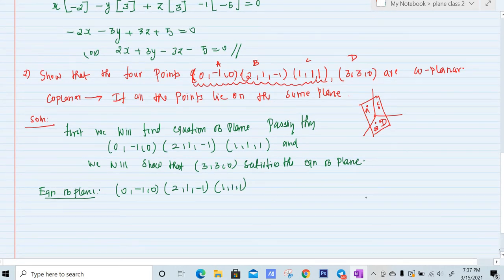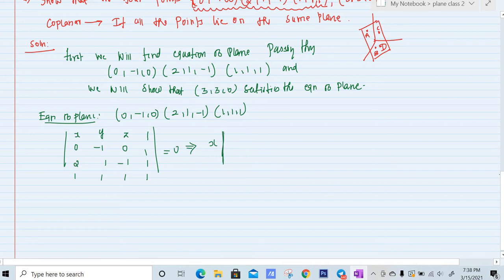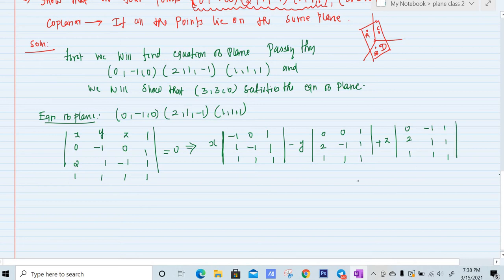So I can do this very quickly. The equation will be the determinant with rows x, y, z, 1; 0, minus 1, 0, 1; 2, 1, minus 1, 1; 1, 1, 1, 1, equal to 0. Now expand this determinant. This will be x into the determinant of this, with the first column vanishing, then minus y into its minor, plus z into its minor, minus 1 into its minor, equal to 0.